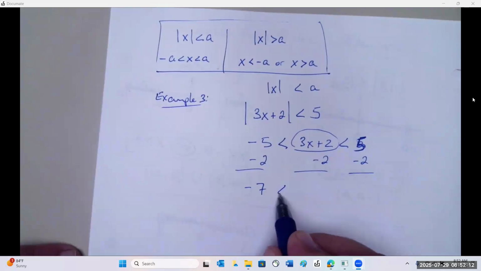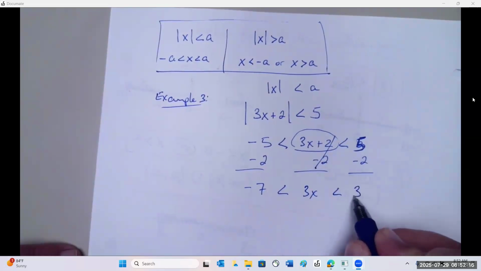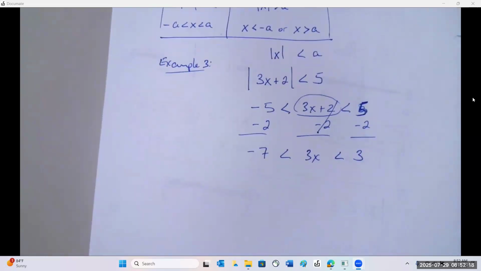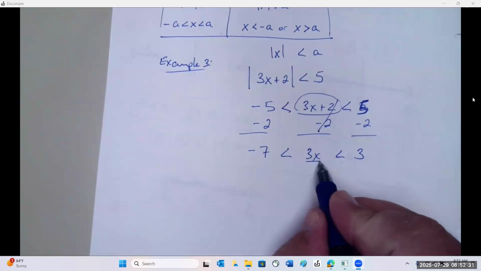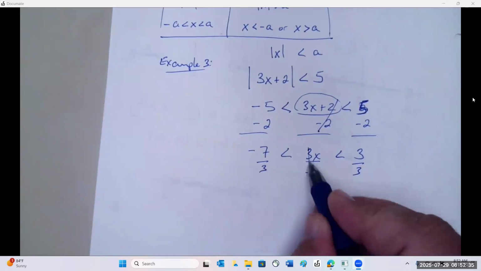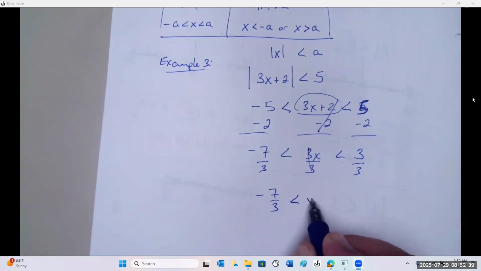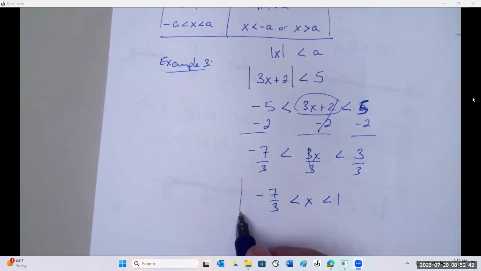Negative 7 less than 3x is less than 3. Next step. How do we get x by itself? Divide by 3. So we have negative 7 over 3 is less than x is less than 1. And there's my answer.